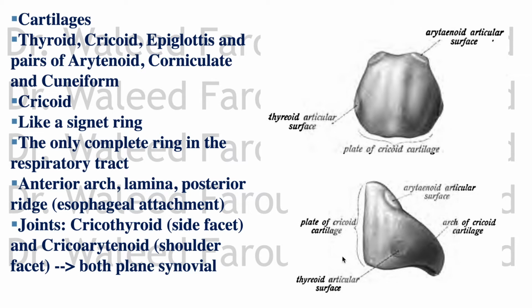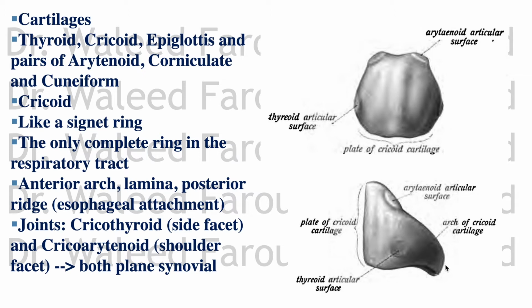Actually, it's like a signet ring. It has an anterior arch, see that? You can call all this the arch of the cricoid, and a posterior broad lamina. This is the lamina of the cricoid cartilage. It has a median ridge on it, produced by the attachment of the esophagus. Don't be surprised. Yes, the esophagus is attached to the back. The beginning of the esophagus is attached to the back of the cricoid cartilage. Don't forget that.